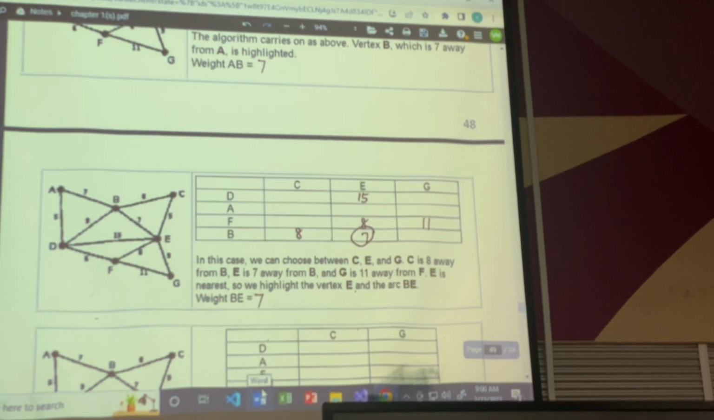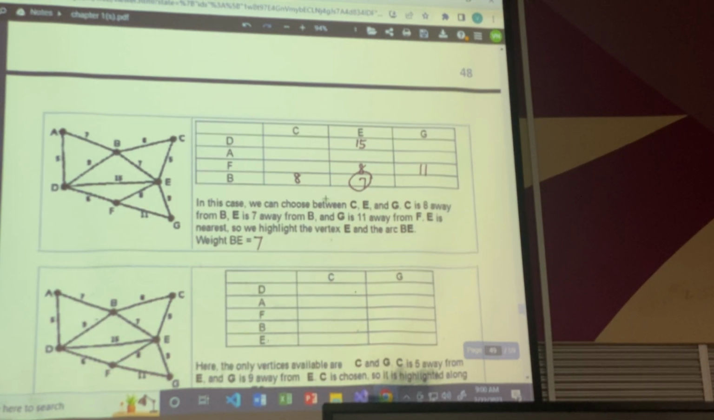Now continue with E as the 5th row. So we have here E, then the columns only left C and G. Then D goes to E, no more already. So for C and G, we only have F to G, 11, and then B to C is 8.